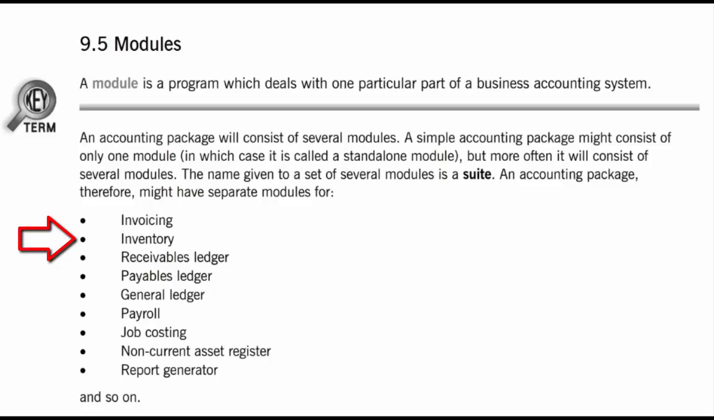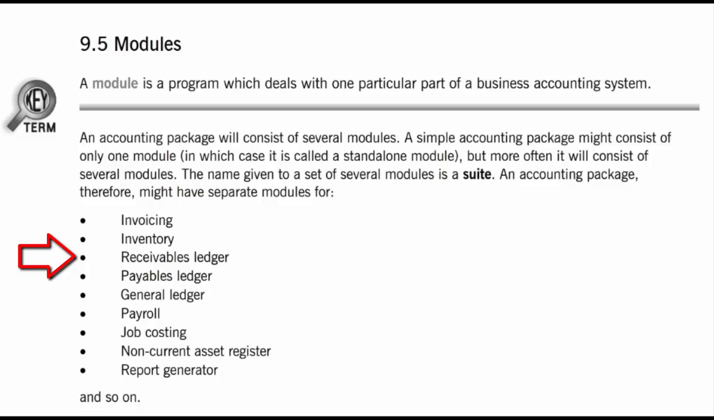Inventory module. This module keeps track of the goods your company owns and stores. It tells you how many items you have, where they are stored, and their total value. When a sale happens, the system reduces the stock level in the inventory module so you always know the exact quantity left. This prevents problems like selling items you don't have in stock.